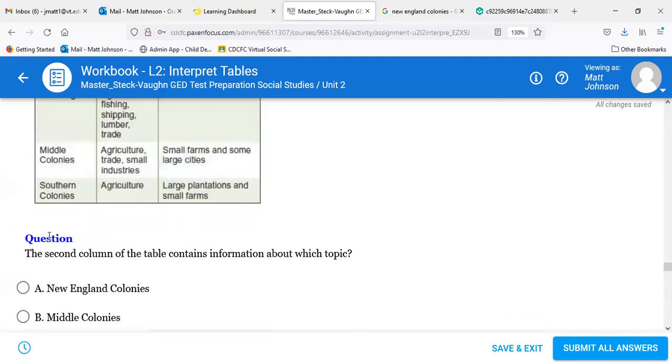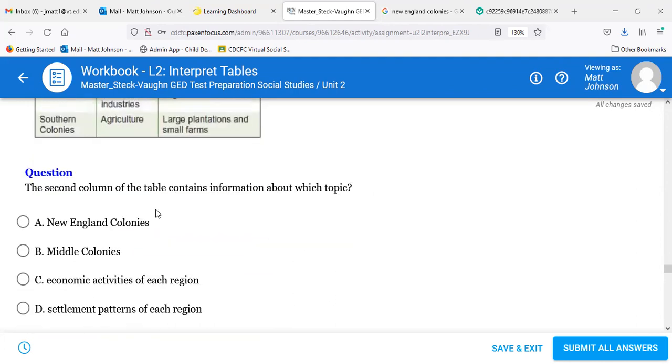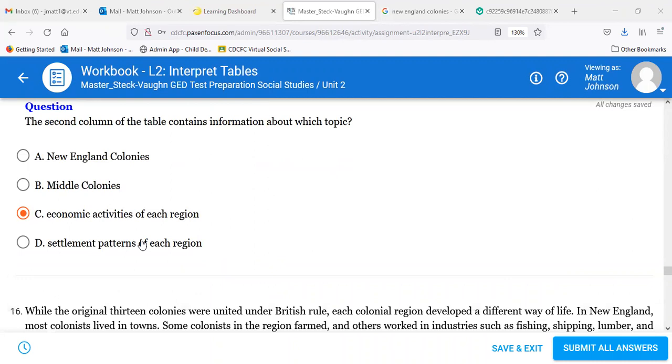Okay. So for 15, the second column of the table contains information about which topic? A, New England colonies, B, middle, C, economic activities of each region. C is in cat. All right. Moving along.